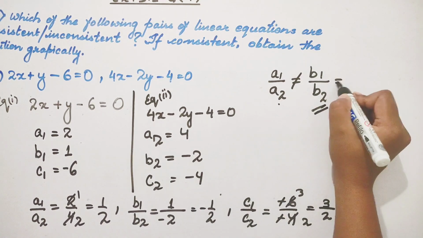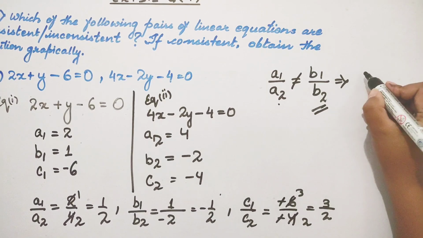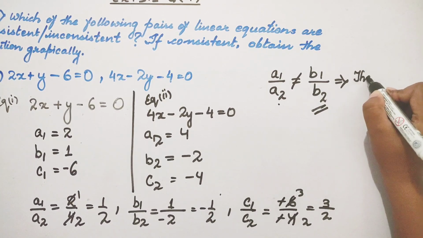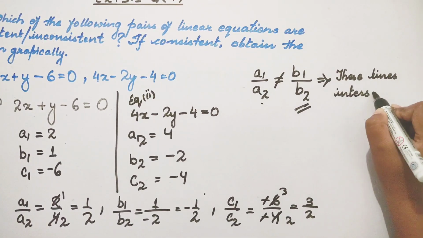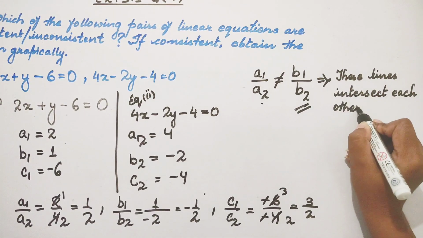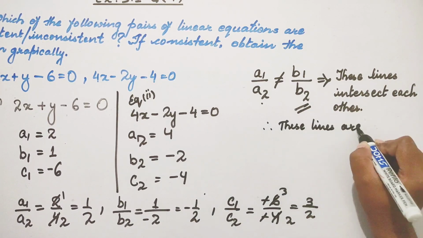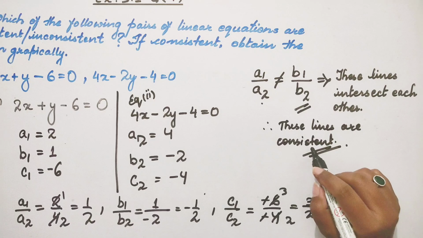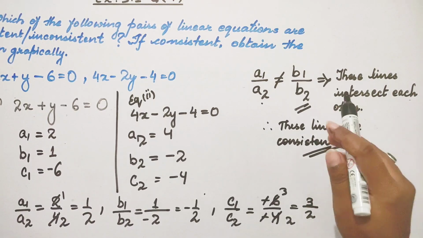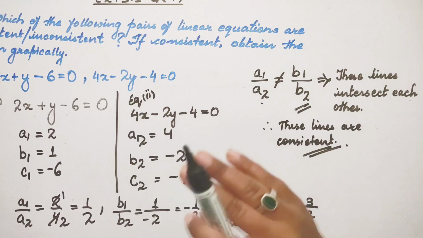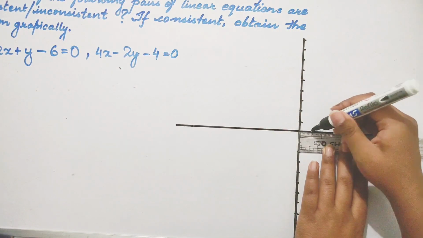This condition leads us to the conclusion that these are consistent pair of lines and intersect each other. For that case we have to find the solution graphically. So let's graph it.